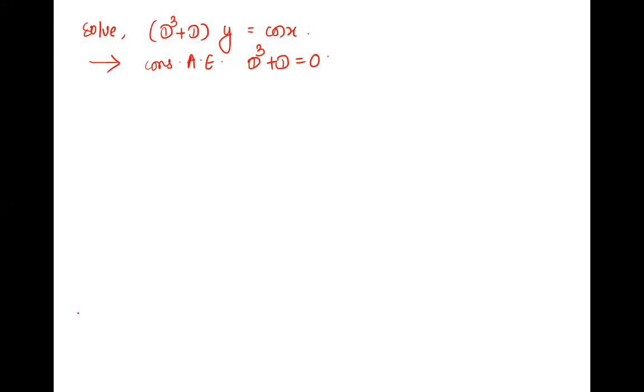But the calculator will not always give you the correct answer. If there is something common, we must take it out. The common factor is D. D into D square plus 1 equal to 0. So D is 0 and D square plus 1 is 0. So solve this and tell me the roots, please.